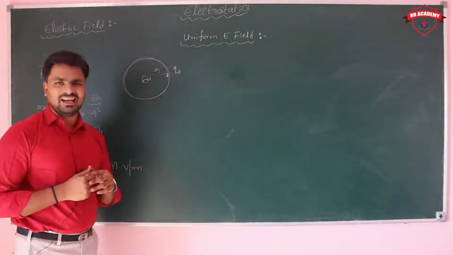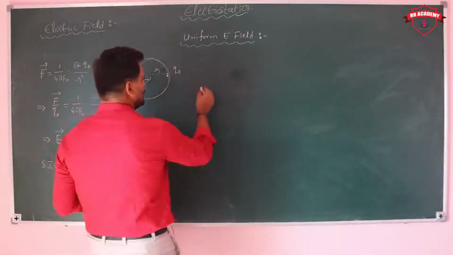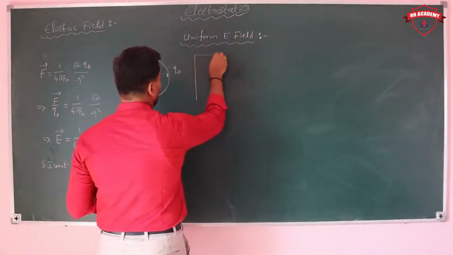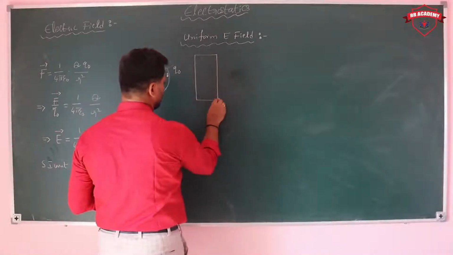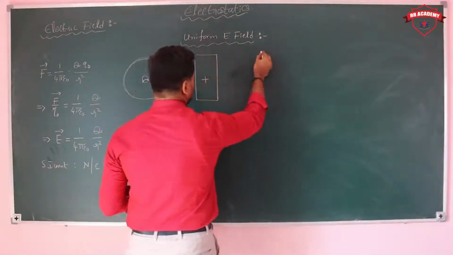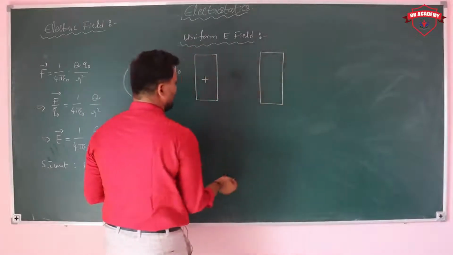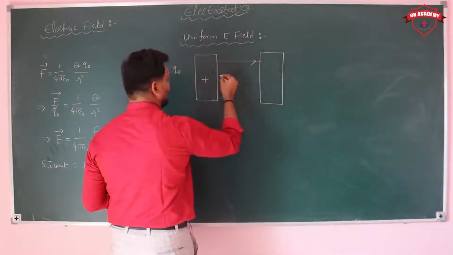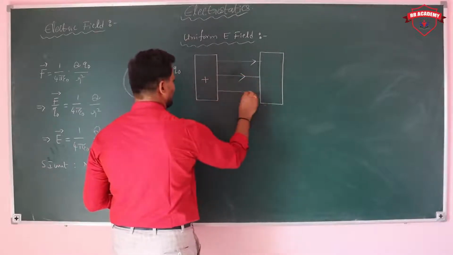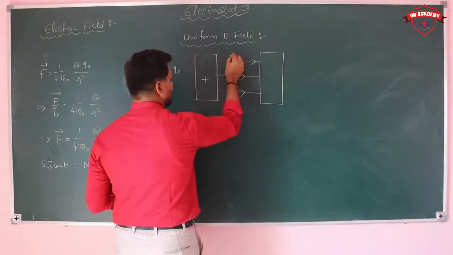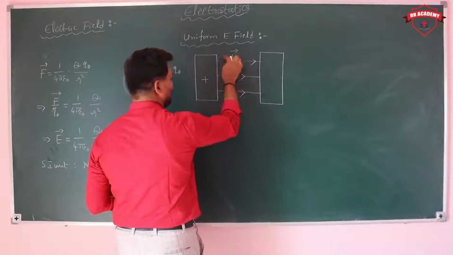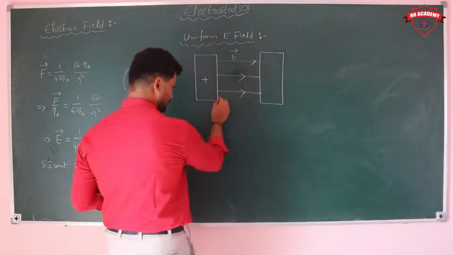So how can we create the uniform electric field? Here, if you consider a huge amount of positive charge and at the same time a huge amount of negative charge, then what is happening? This positive charge can attract the negative charge, and the negative charge can attract the positive charge. So then this will give the electric field, a uniform electric field.